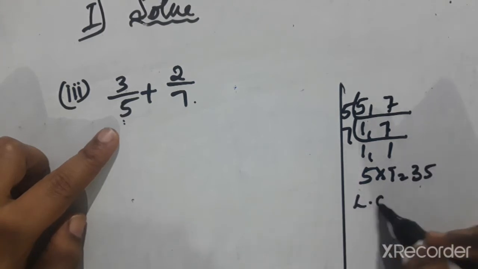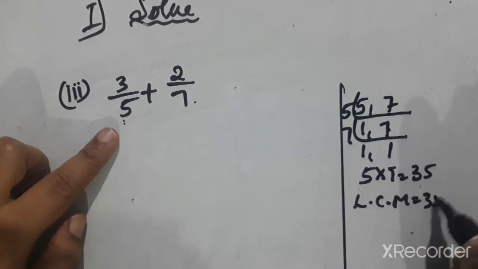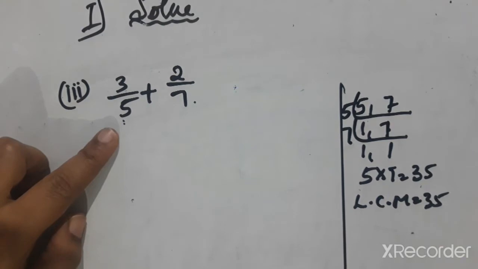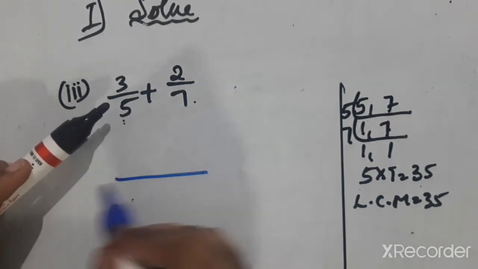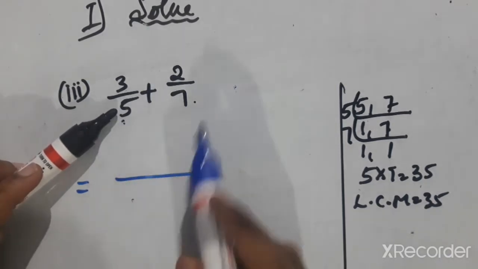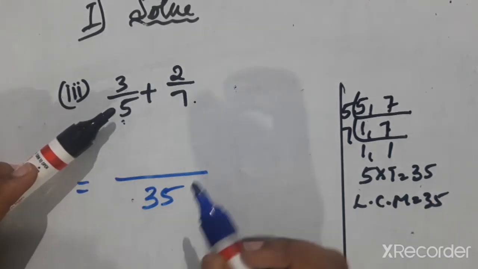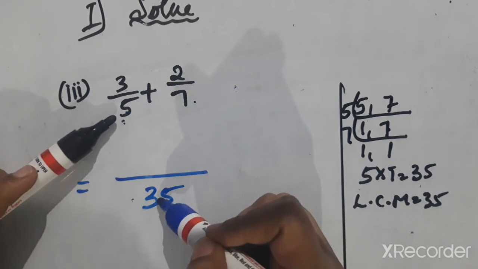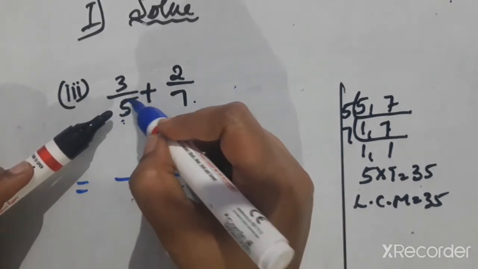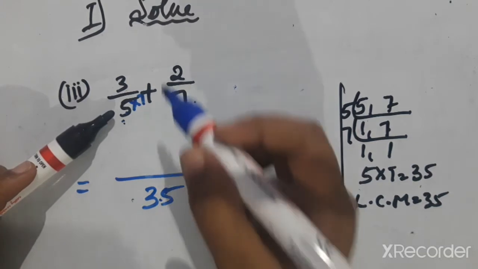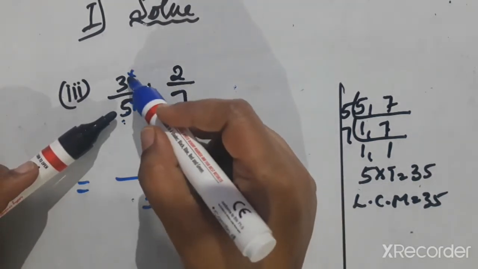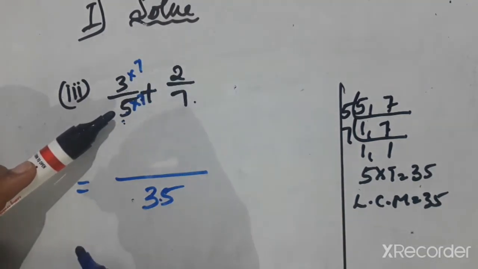So LCM is 35. Okay. Now equalize the denominator and LCM value equal. LCM of 5 and 7 is 35. Now 5 how much are 35? 5 sevens are 35.